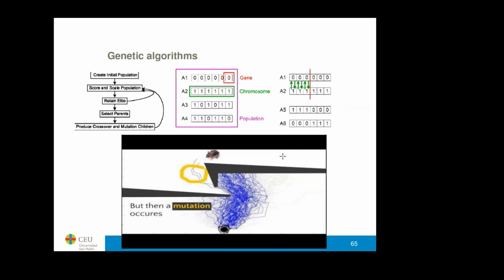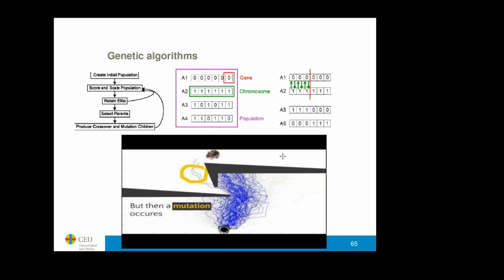They will start with a population of individuals. So I will have a population of individuals, and this is my population, okay? I have 4 individuals, and these are my parameters. Here in this example, the parameters are just binary, 0 or 1. They can be real numbers if you want. Each one of the components of my individuals will be called a gene, and the whole thing will be a chromosome.